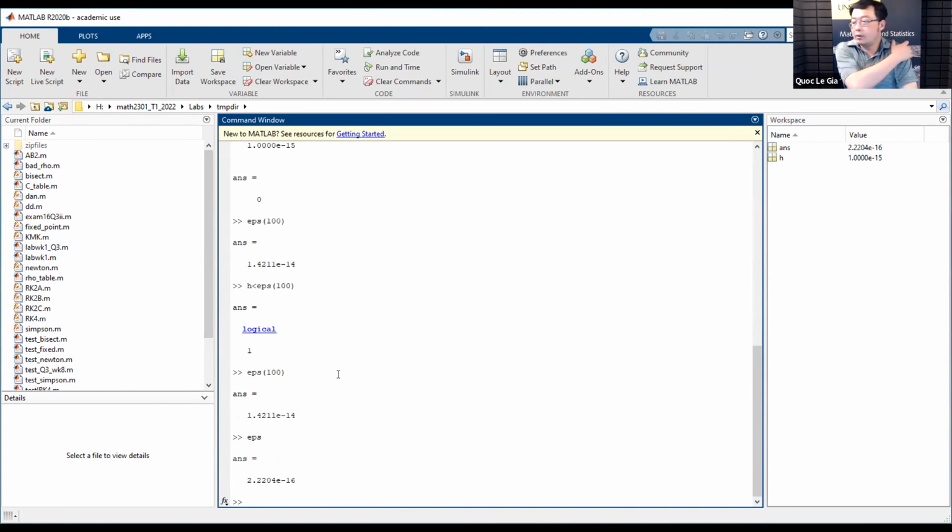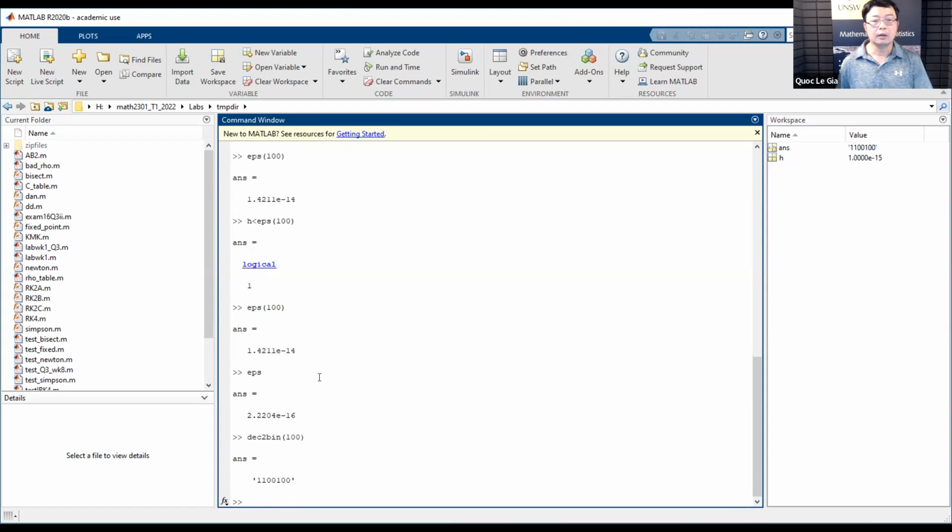So for epsilon of 100, you have to express 100 as a binary number first. So what is the binary number of 100? Decimal to bin of 100, so it is this number. Now I will try to show you how to get epsilon of 100 by just calculation.